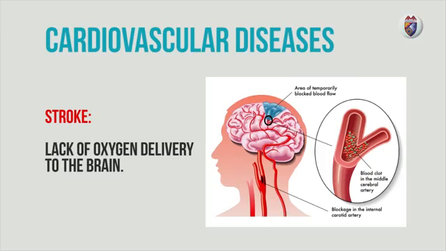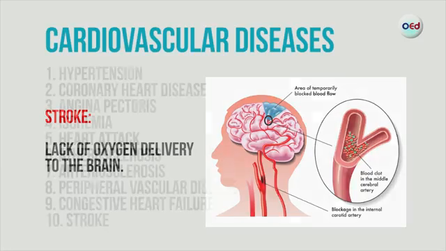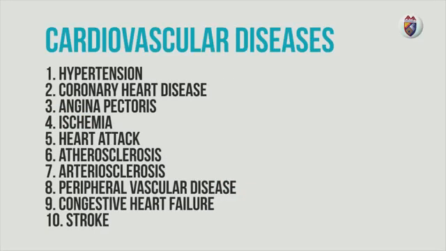Some strokes are minor and affect only small parts of the brain, but there are cases where the strokes are massive, causing large damage to the brain. There are a lot of underlying causes for stroke, but the heart diseases mentioned earlier are the usual cause of this condition. Those are the different cardiovascular diseases, their causes, and known symptoms.